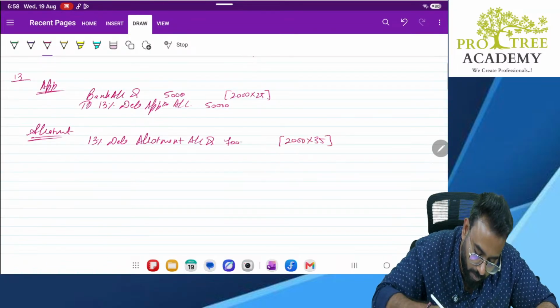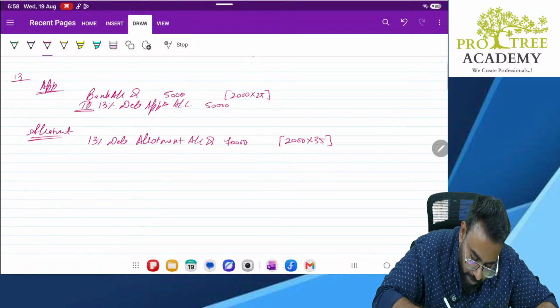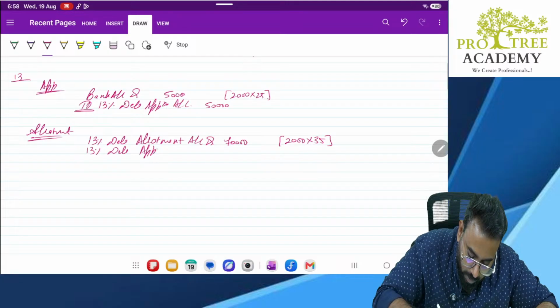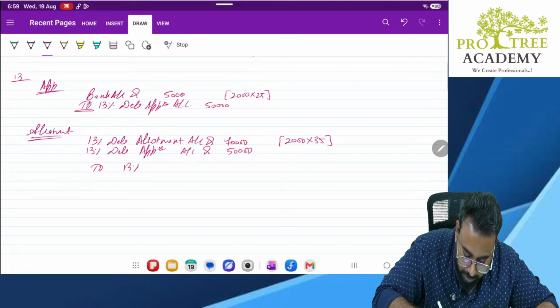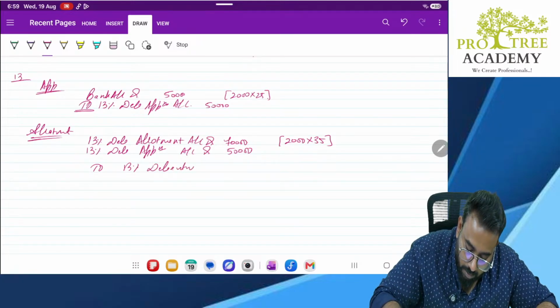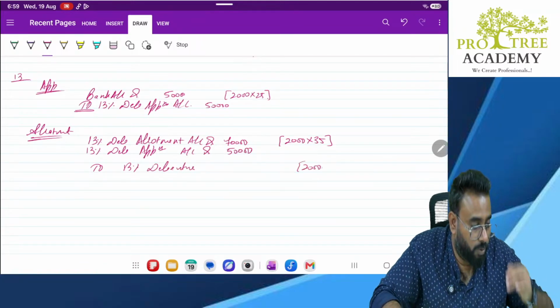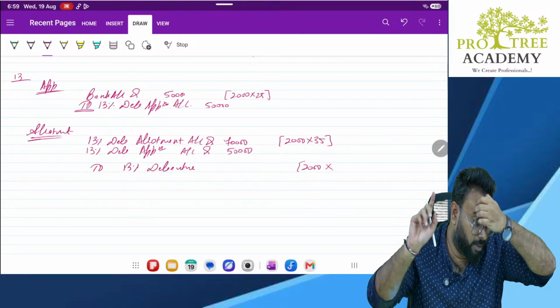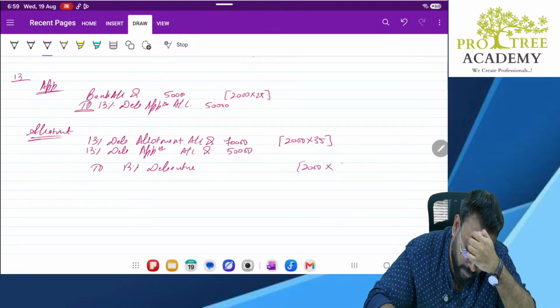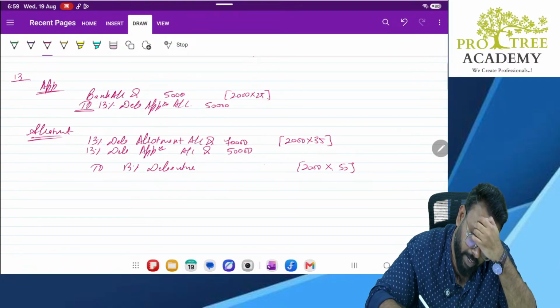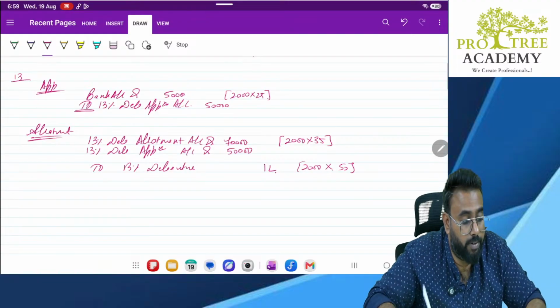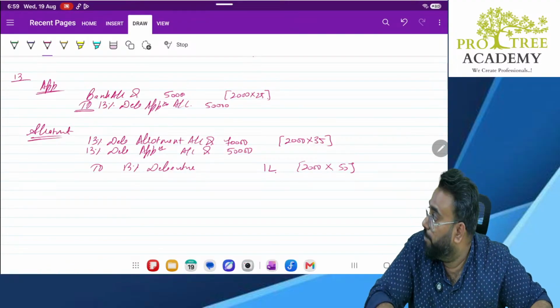We'll reverse this also. 13% debenture application account debit, 50,000 to 13% debentures. 2000 into 25 plus 25. Don't do 35. Why not 35? Not include 35 because 10 rupees is the premium in the question.